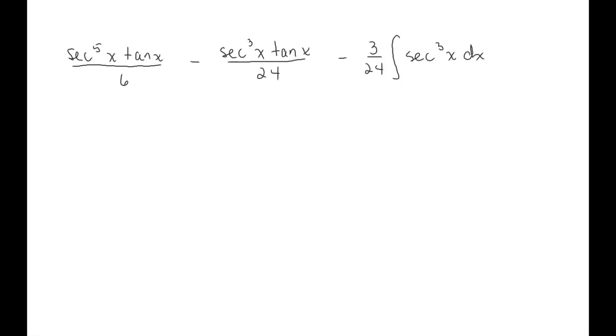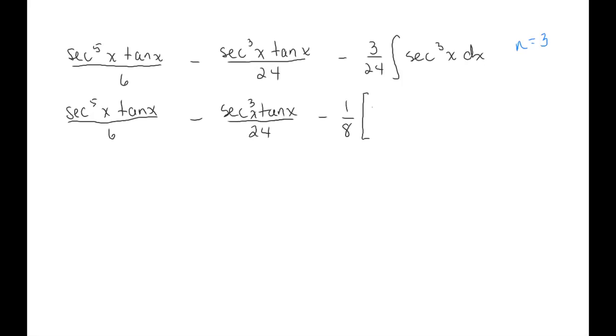So we are there. And this is a mess, but we're getting it. So secant to the 5th tangent x over 6 minus secant cubed tangent x over 24 minus 1/8, and then our reduction formula again, this time with n equal to 3. So 2 less is the first power. So secant x tangent x over 3.